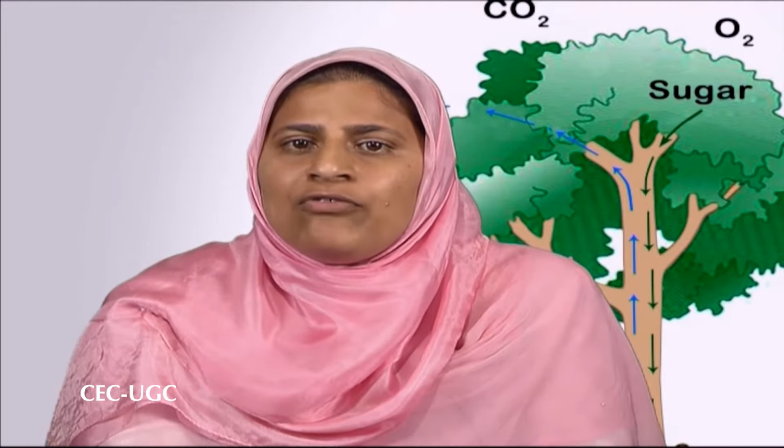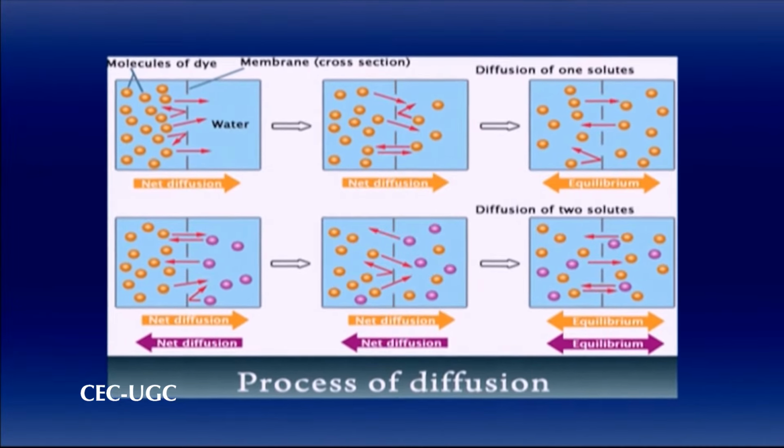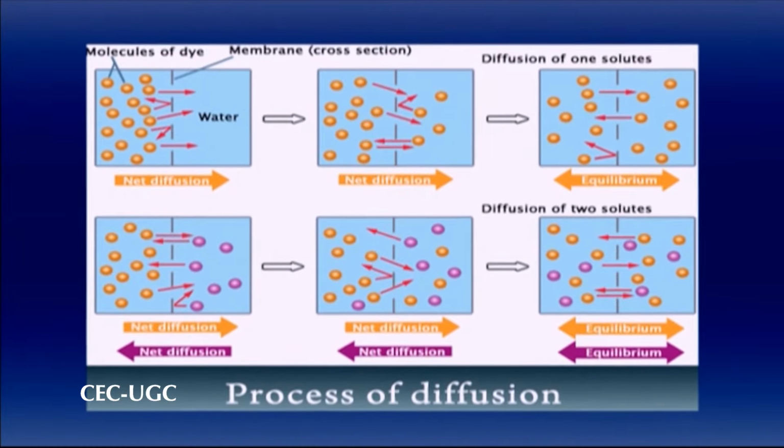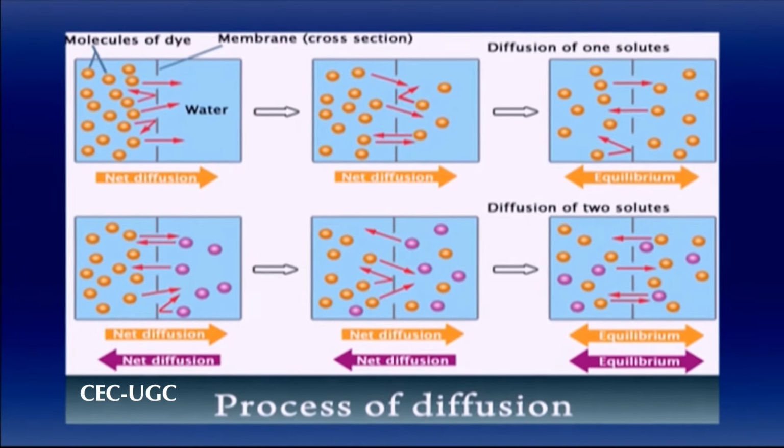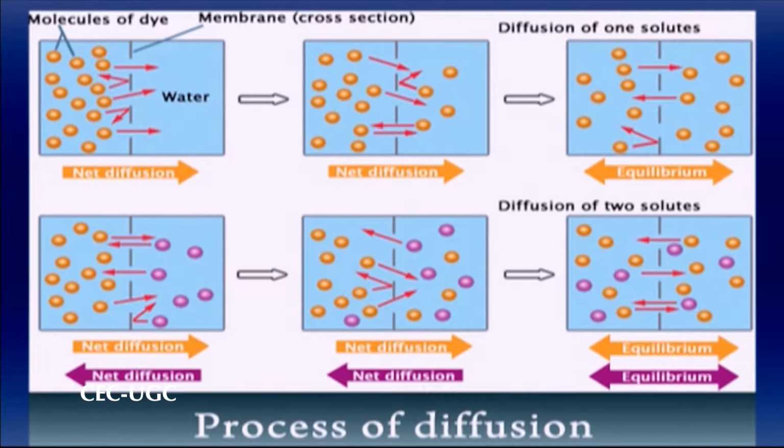The diffusion of one matter is independent of other. That is why many gases and solutes diffuse simultaneously and independently at different rates in different directions at the same place and time without interfering with each other.